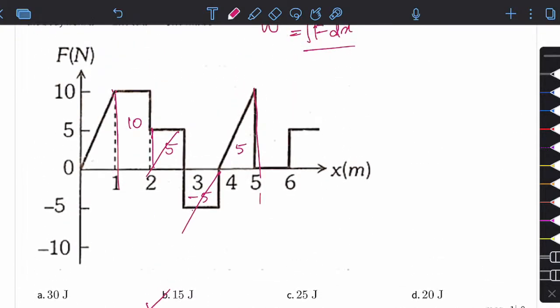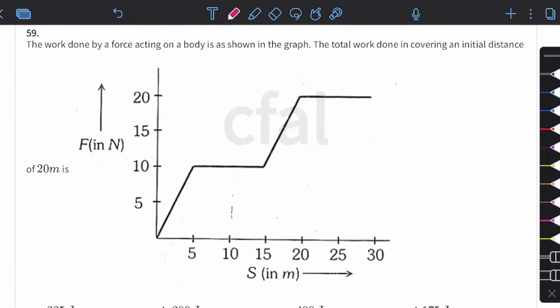So a very similar question. Again, you are asked to find the work done in covering an initial distance of 20 meters. Initial distance of 20 meters means 0 to 20. So again, I mark the interval 0 to 20, and I have to find the area under the graph to find work done. That's the whole concept here. So I'll again divide it into pieces like this.